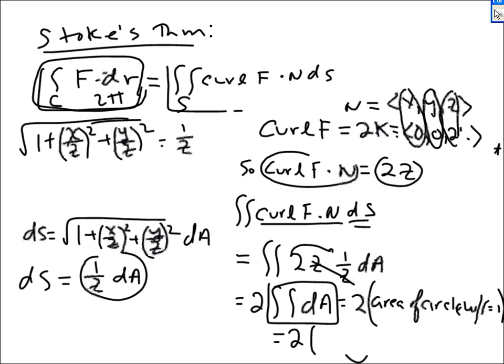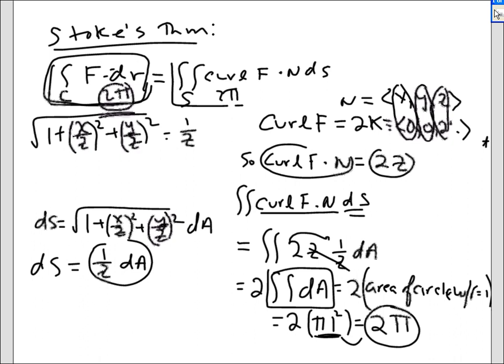Well, the area of any circle is pi times r squared. This is pi. 2 times pi is 2 pi. Exactly the same answer we got before. So they are, in fact, both equal. They both equal 2 pi.